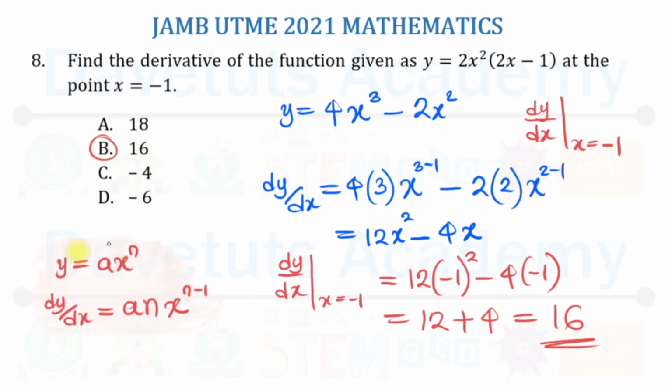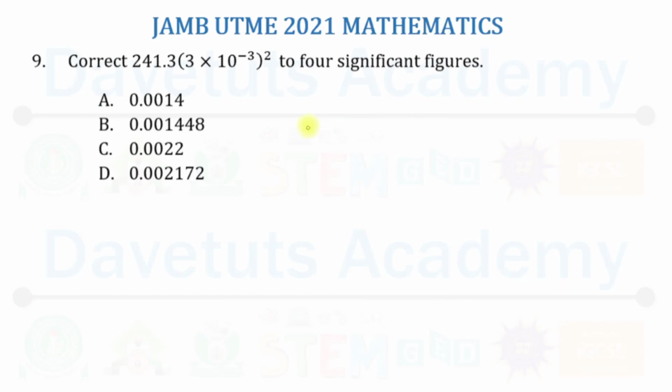But what helped us is the understanding of the way to go about expressing the derivative and then finding it at the point x is equal to minus 1 as given. In this question on significant figures, we're asked to find this particular expression but correct to 4 significant figures.